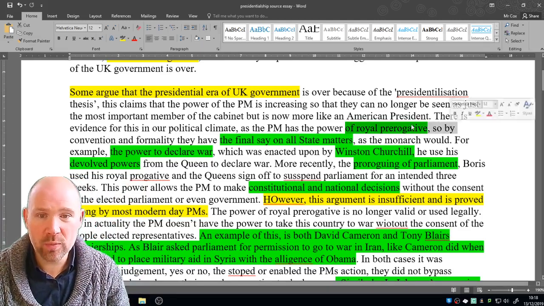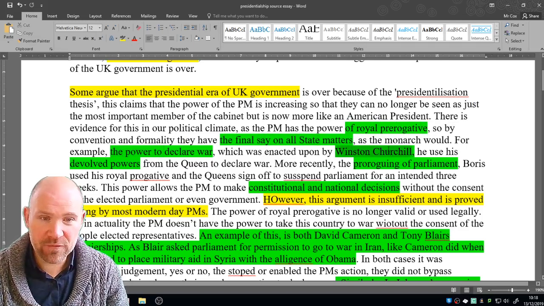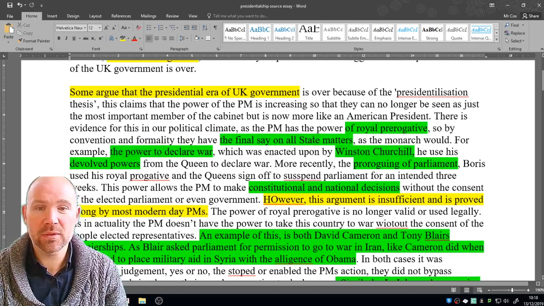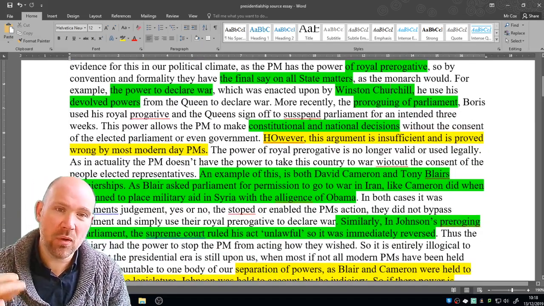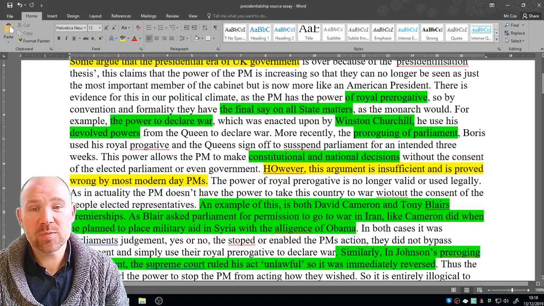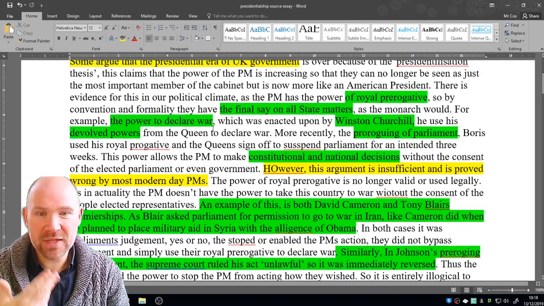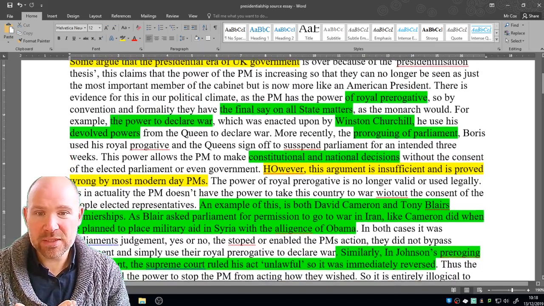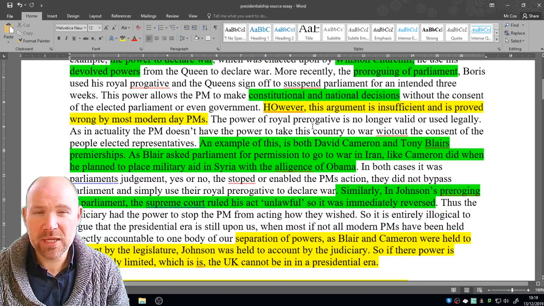So here we've got royal prerogative, final state on state matters, the power to declare war, reference to Winston Churchill, devolved powers, proroguing of Parliament, constitutional decisions. All of this is good quality information. Some of it specific examples like Winston Churchill, and some of it specific knowledge of political systems with analysis. And there's also lots of analytical phrases here as it goes from more recently this and that, blah, blah, blah. Same comes down here. The PM doesn't have power.